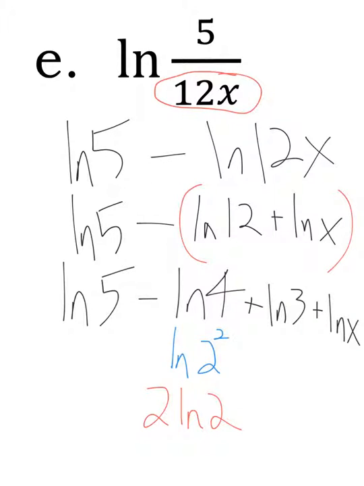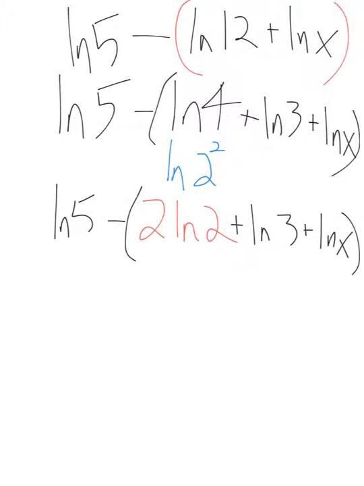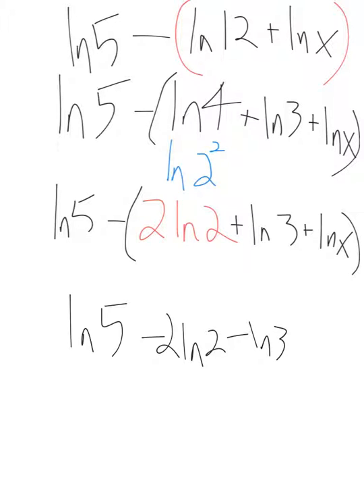So let's bring everything else down, okay? Don't forget to write your parentheses, which is what I almost forgot to do on that one. And so I have ln 5 minus 2 ln 2 plus ln 3 plus ln x. So just distribute that negative, and you're going to get ln 5 minus 2 ln 2 minus ln 3 minus ln x. That would be the final expanded answer.